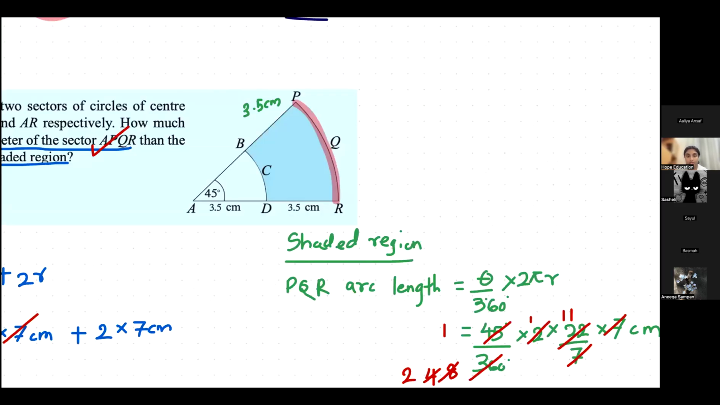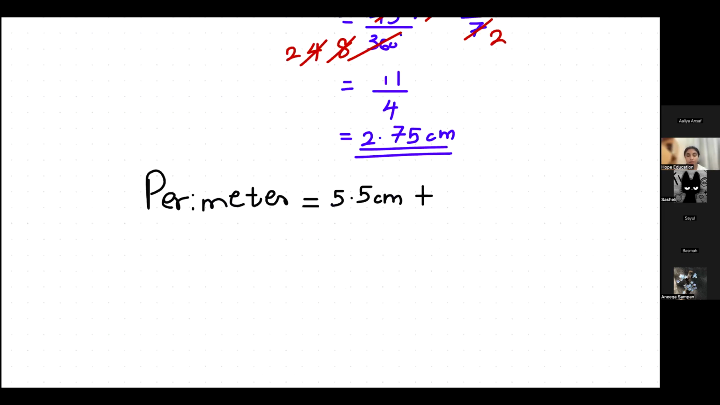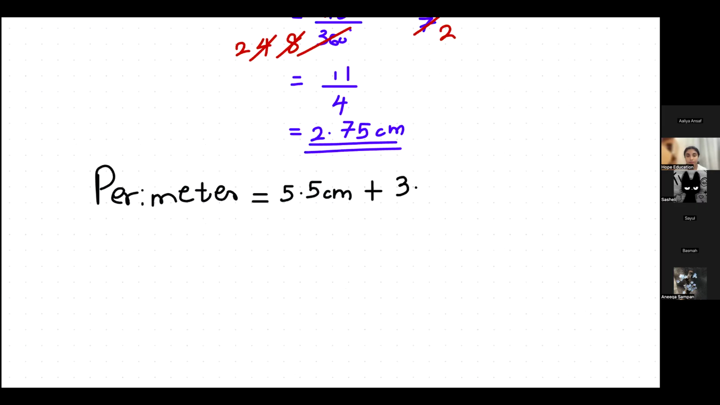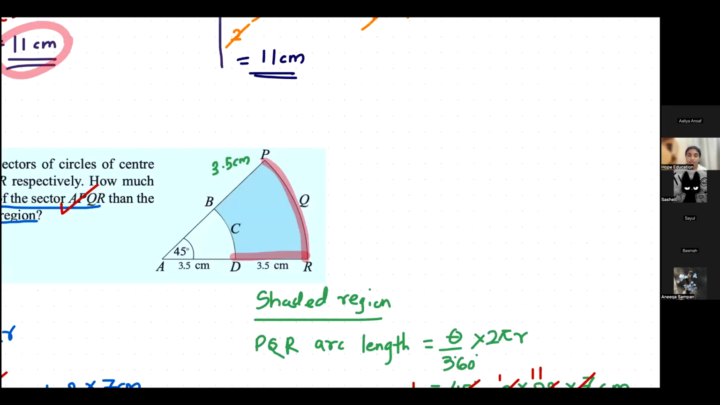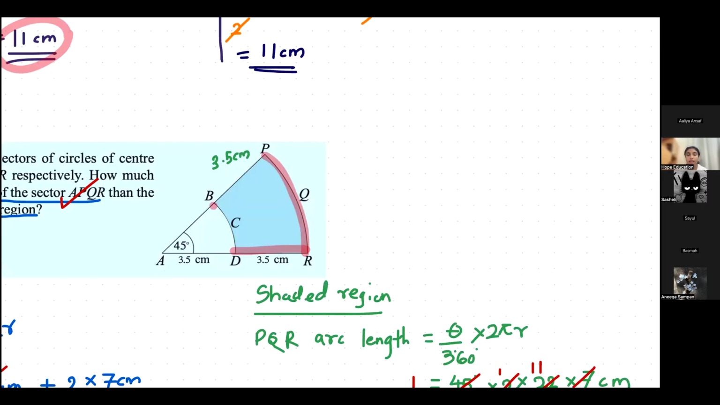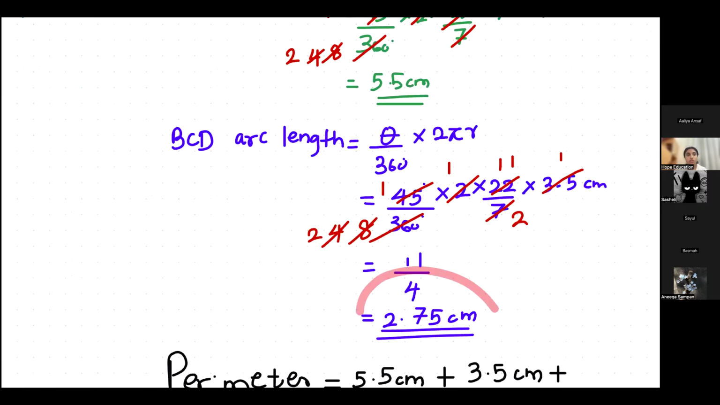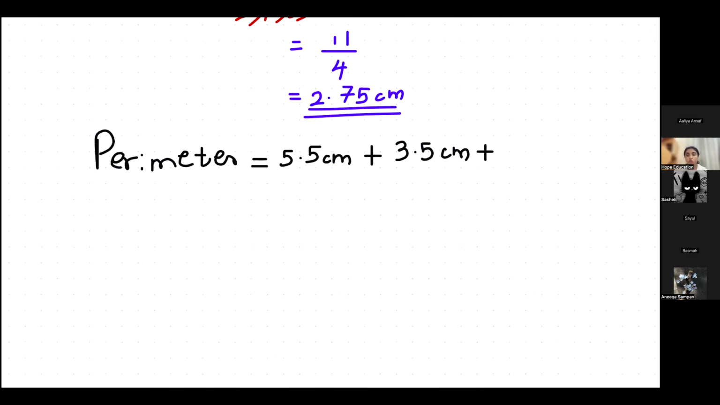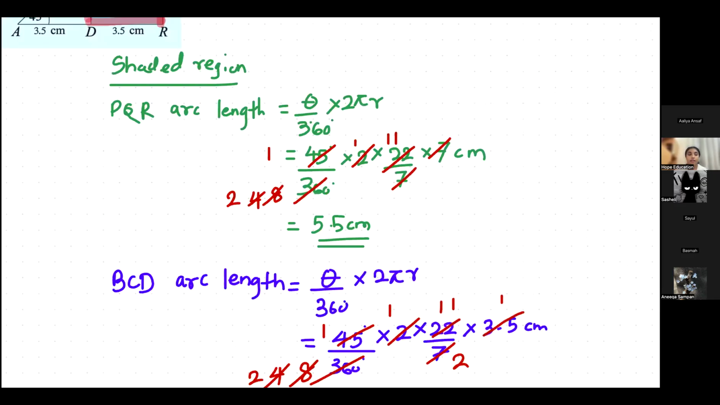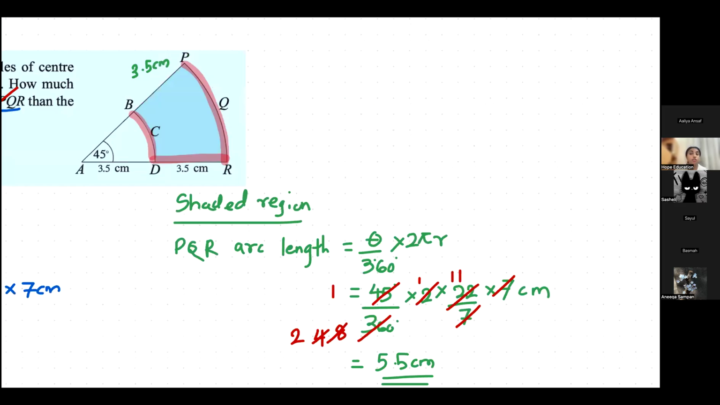This length, you know, it's 3.5. So let me write it here: 3.5 centimeters. Then we have this arc length, the BCD arc length. The BCD arc length is 2.75. So let's write it here: 2.75 centimeters. Plus, finally, we have this length, which is also 3.5.